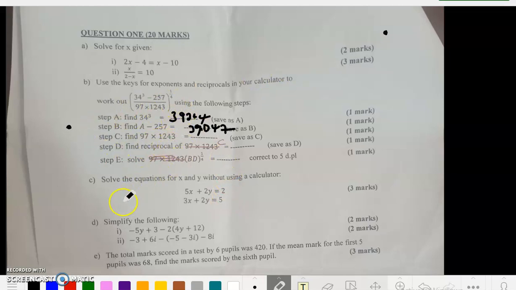This is how you evaluate this option. So the next question will be to solve the equation for x and y without using the calculator. In this question we can use the substitution method or the elimination method, and we are able to get the value of x and y. So we will continue this video in the next series, with how to solve this equation without the use of a calculator.